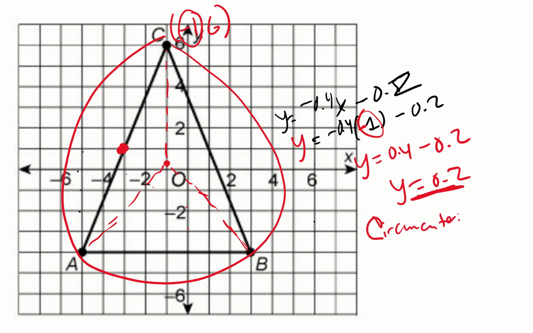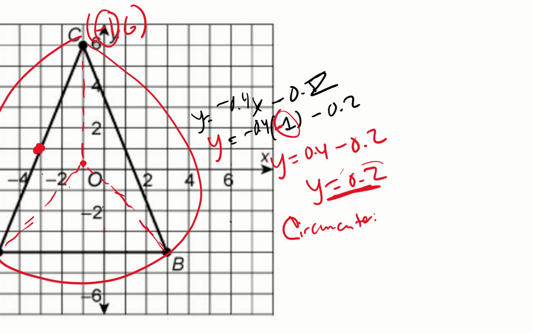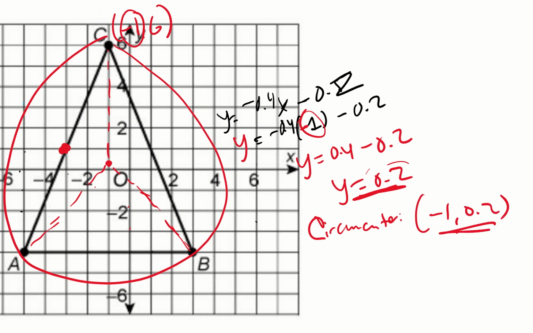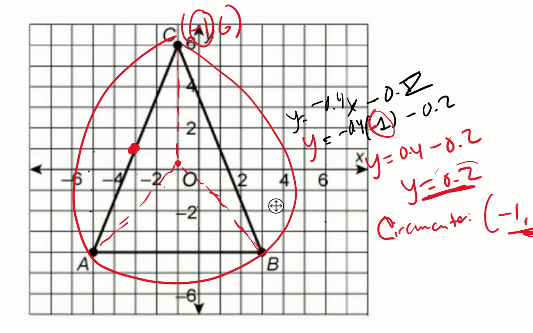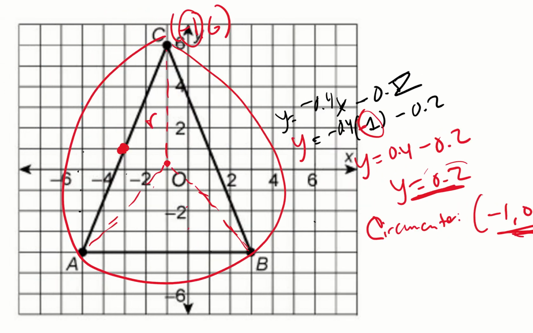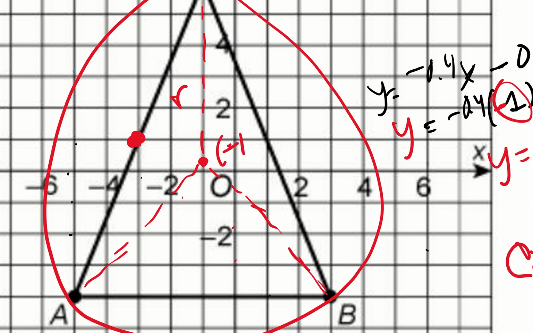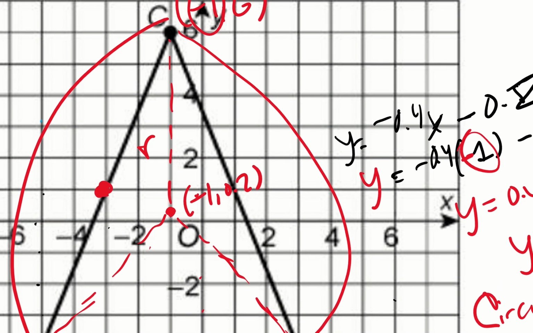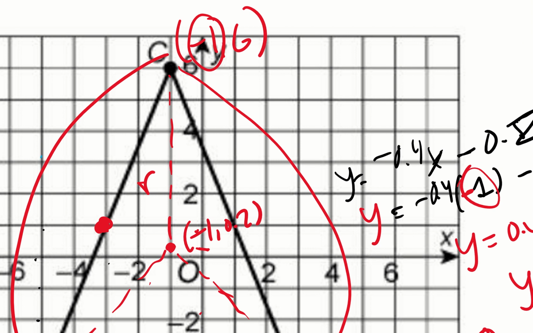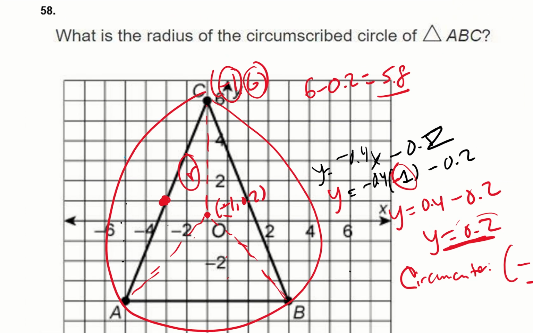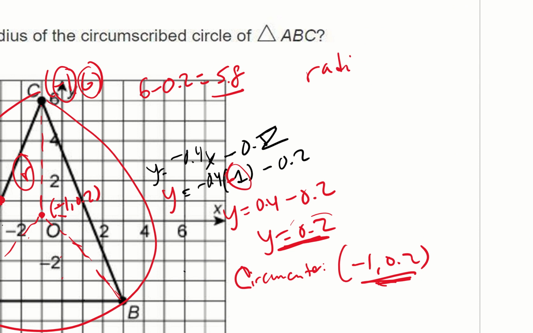In my circumcenter, the coordinates for that are not negative 0.6, which is what I got earlier. It's negative 1 and 0.2. So just wanted to address that, and that will change the radius for my circle. So the coordinates here are negative 1, 0.2. So we want the distance from 0.2 all the way over to positive 6. So 6 minus 0.2 is 5.8. So I know that my radius is equal to 5.8 for the circle. So we can say the radius equals 6 minus 0.2 or 5.8.